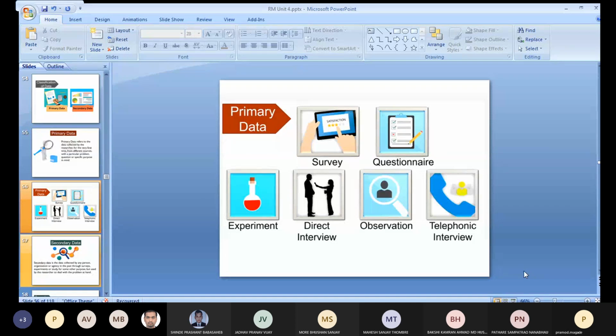Okay, write this down or draw the block diagram. Primary data, and under that you have maintained the sub parts. And every time while writing the answer, you quote an example always, and in your own words, that is very important.